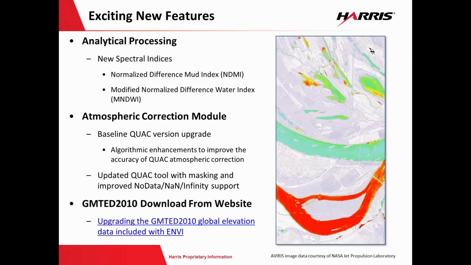We've also made updates to our atmospheric correction module. So the baseline quick atmospheric correction version has been upgraded. There's more information available about that on our website. We also ship a GMTED 2010 global elevation data set with ENVI. If you are an ENVI user and you want it, we actually are offering on our webpage, because it's such a big file that we decided not to ship it with the product. I think it's about 1.5 gigs. There's a higher resolution GMTED 2010 global elevation data set that you can download from our webpage. So feel free to check that out.